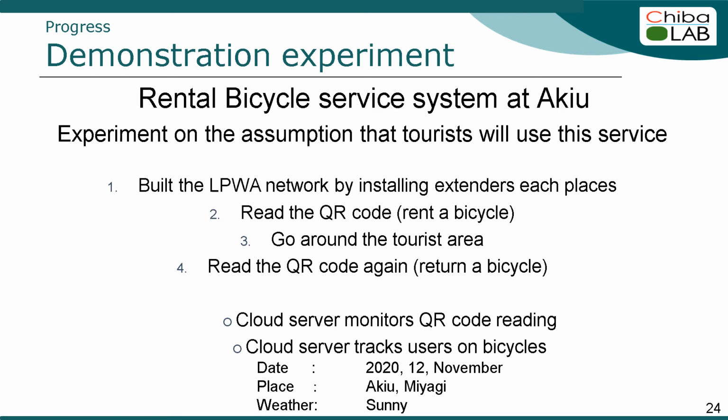We experimented with the system on the assumption that tourists will use this service. We built the LPWA network by installing extenders at each preset location before the experiment. We reproduced the flow of traveling around the tourist spots using our system. At this time, the cloud server has the user and the route who use the bicycle. If you have this, you can apply it to bicycle usage fee settlement and various services. We consider it a success if this data is recorded on the cloud server.